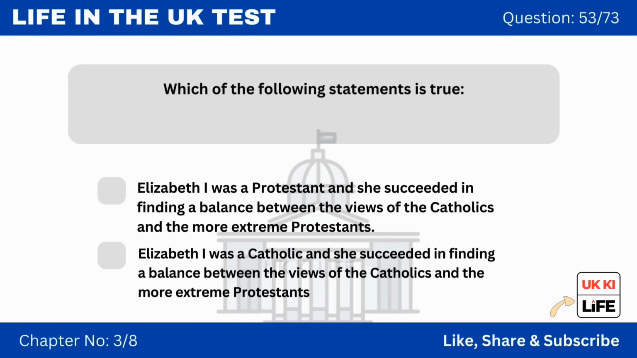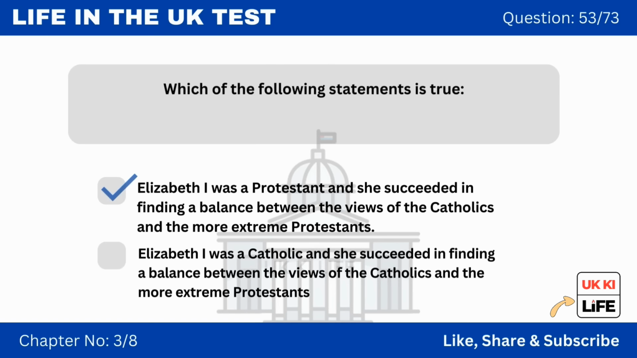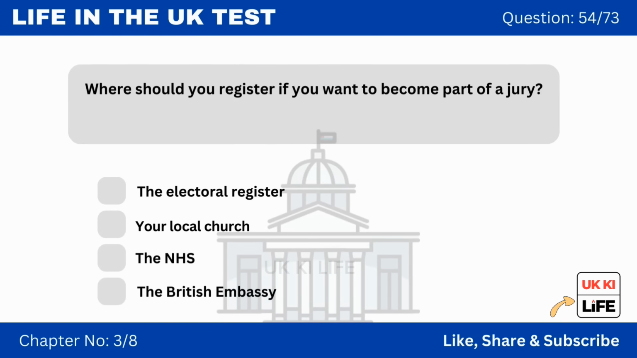Question 53. Which of the following statements is true? Elizabeth I was a Protestant and she succeeded in finding a balance between the views of the Catholics and the more extreme Protestants. Elizabeth I was a Catholic and she succeeded in finding a balance between the views of the Catholics and the more extreme Protestants. The correct option is A. Explanation. Elizabeth I was a Protestant and she succeeded in finding a balance between the views of the Catholics and the more extreme Protestants.